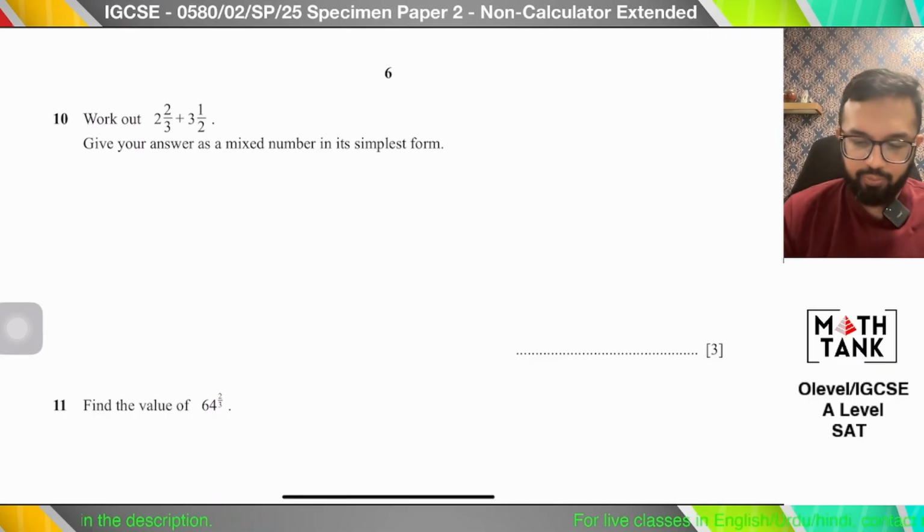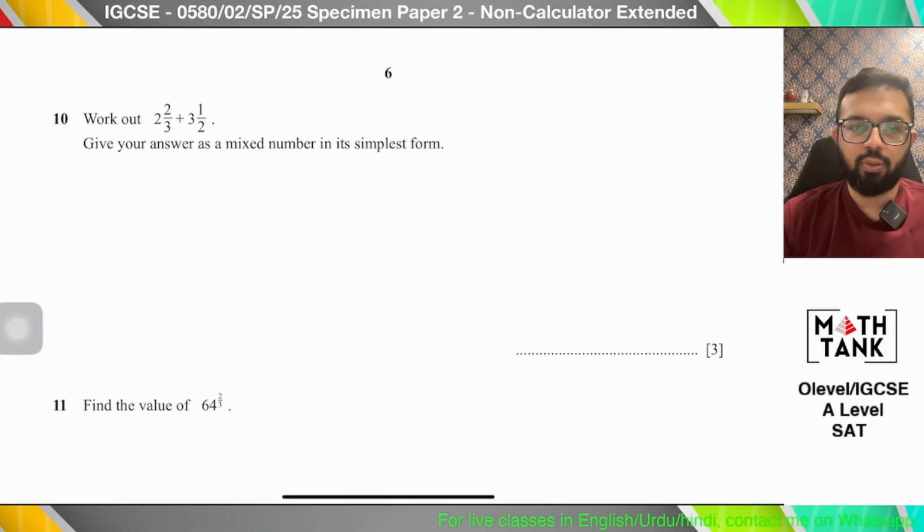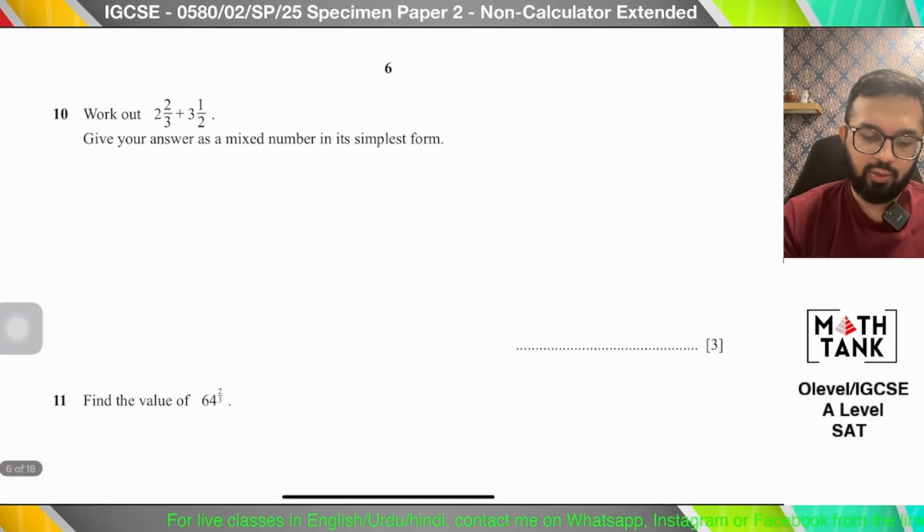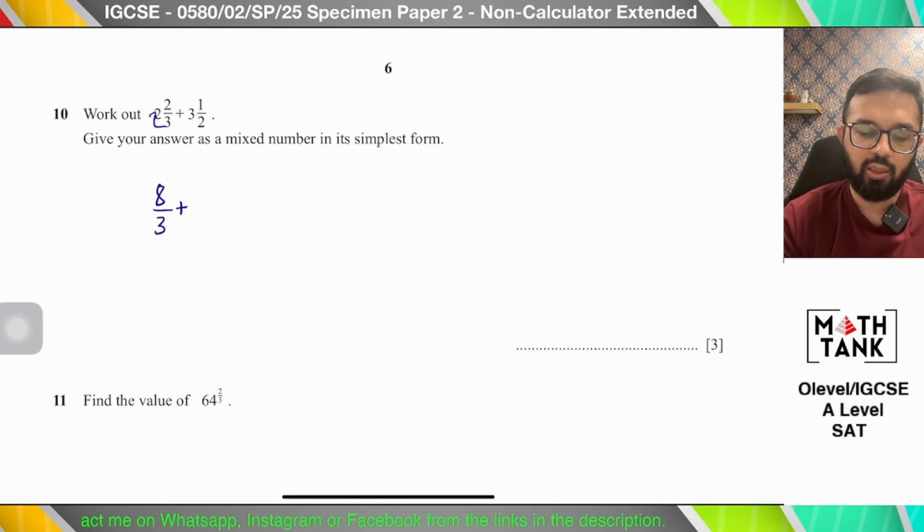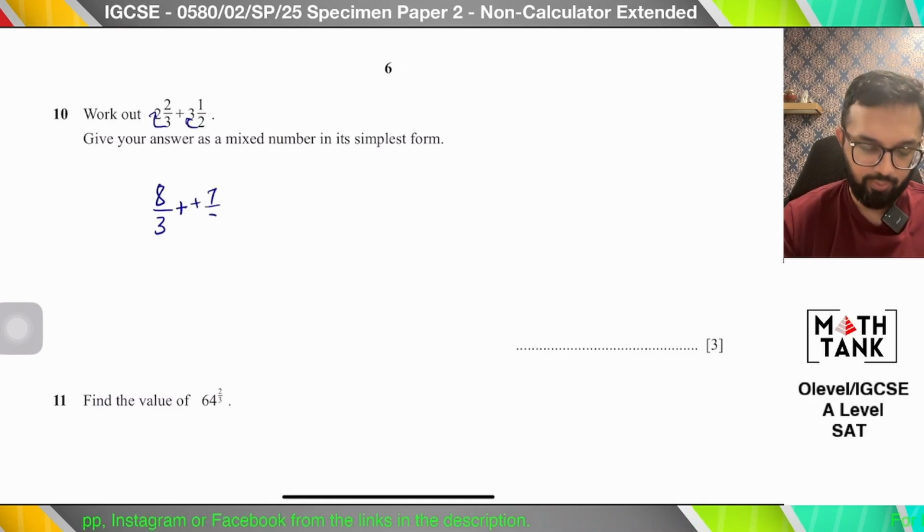Okay, as a mixed number in its simplest form, I think that's easy too. So first I change this into improper fractions. 3 into 2 gives me 6. 6 plus 2 gives me 8. So that's 8 over 3. Then that's 7 over 2.